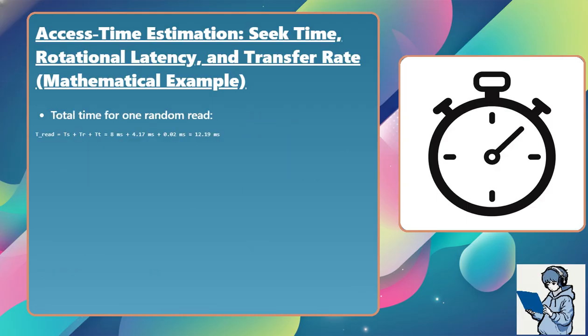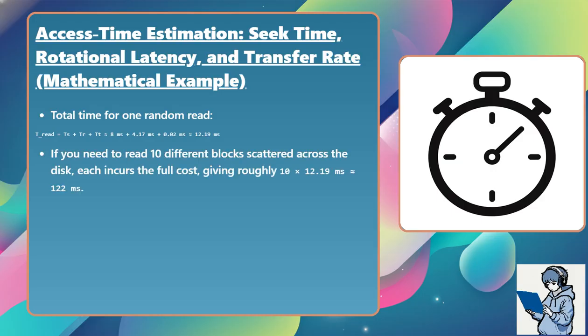Total time for one random read: T-read equals TS plus TR plus TT, approximately 8 milliseconds plus 4.17 milliseconds plus 0.02 milliseconds, approximately 12.19 milliseconds. If you need to read 10 different blocks scattered across the disk, each incurs the full cost, giving roughly 10 times 12.19 milliseconds, approximately 122 milliseconds.